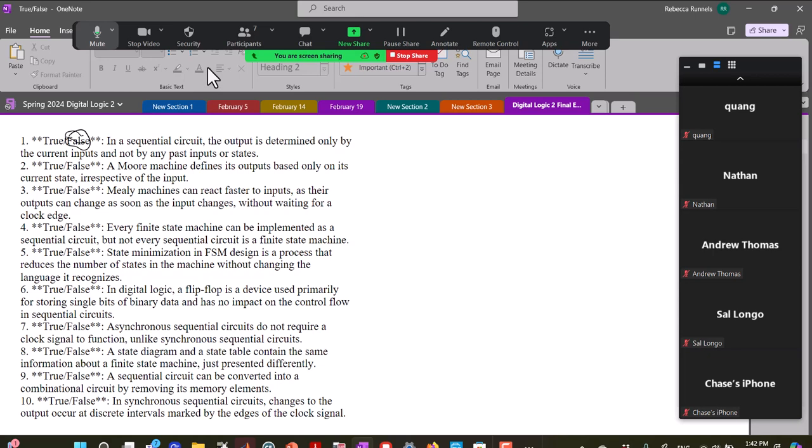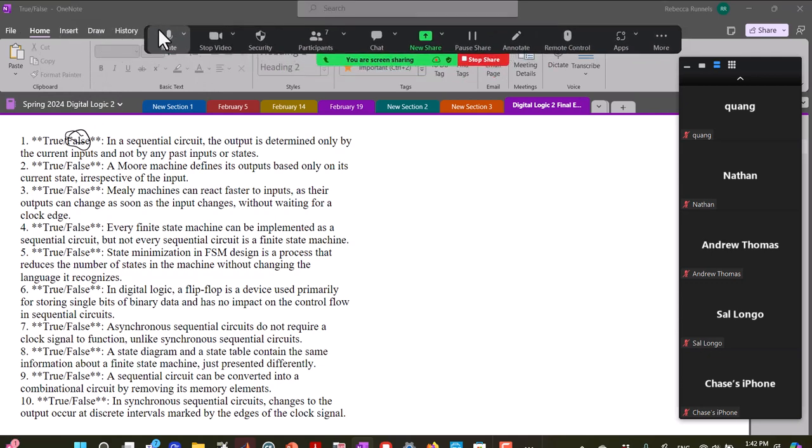So like for instance, a T flip-flop, if the input is 1, it toggles. Well, what does that mean? It means it can be the opposite of what it was before. So it has to know what it was before. So in a sequential circuit, the output is determined by both current inputs and past inputs or states. Now that's not necessarily true for every sequential circuit, but just in general it can be true.